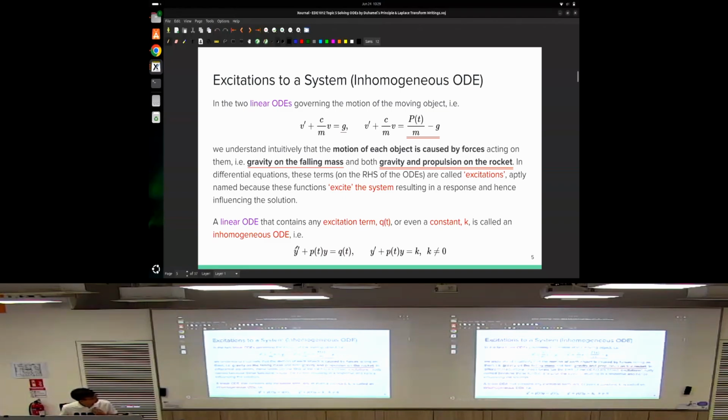So you can see my ODE here: y prime plus P of t y equals Q of t. So this is your linear ODE, first order. If you have any excitation term Q of t or even a constant K, this is called an inhomogeneous ODE. So this one is inhomogeneous if you have a stand-alone excitation term. In other words, if there is no stand-alone excitation term, so much so that this is 0, then it's called a homogeneous ODE. So inhomogeneous means not 0.